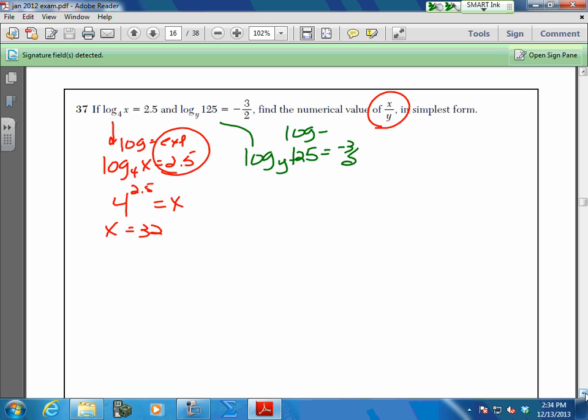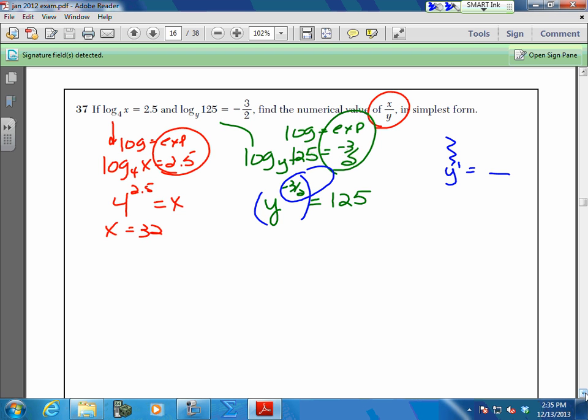Log equals exponent. The base is y. The exponent, negative 3/2, and it's equal to 125. Now, in order to solve for y, we need y to the 1. That's how you solve your equations. Y to the 1 equals something. So we're going to raise this guy up, multiply this to its reciprocal, because when we multiply those, we'll get 1, and that's what we want. If we raise that side to that power, we have to do the same to this side.